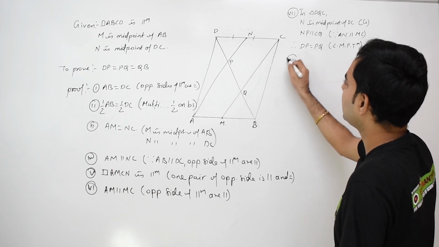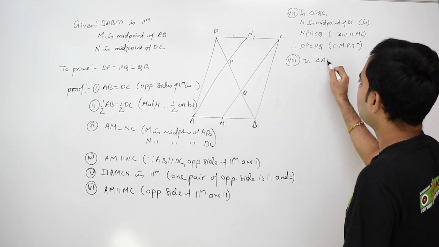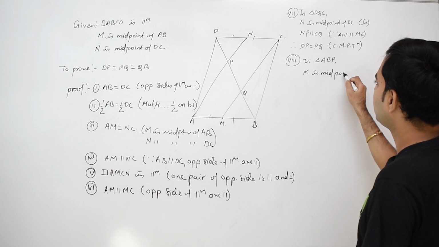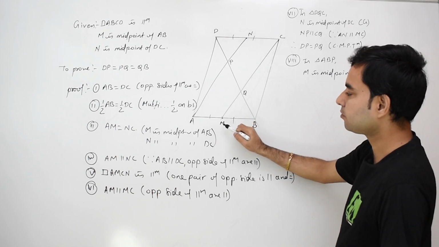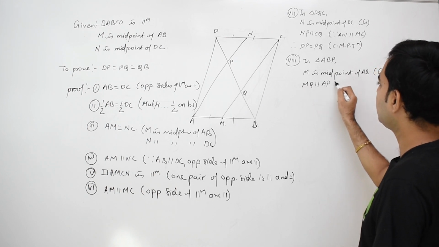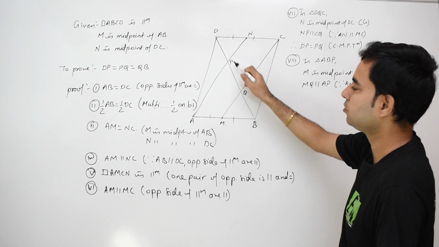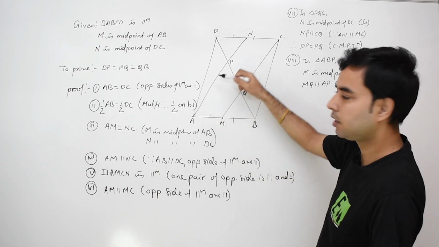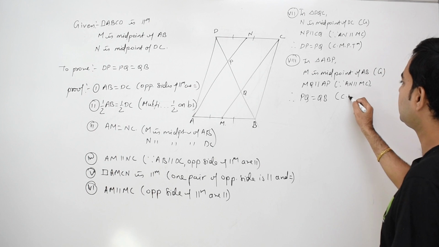अब वैसे ही जैसे ये लिया in triangle DQC, we will take triangle ABP. In triangle ABP, M is the midpoint of AB. This is given value. So this is a line segment starting from the midpoint of the one side, and MQ is parallel to AP. MQ is parallel to AP since AN is parallel to MC. AN जो था MC को पैरेलल था, तो MQ is parallel to AP. MQ is a line segment starting from the midpoint of the one side, parallel to second side, then it bisects the third side. Therefore, PQ is equals to QB by converse of midpoint theorem.